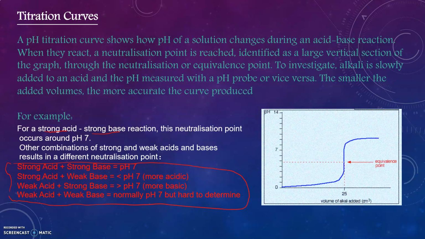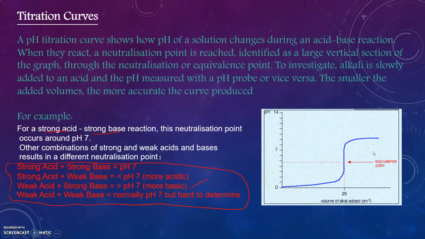If you have a weak acid and a strong base, now you have to think, just connect: strong base, so the neutralization point will happen at more than 7 because it's more basic. But what if you have a weak acid and a weak base? Normally the pH should be 7, but it's very hard to determine. So this is the shape of the first titration curve.